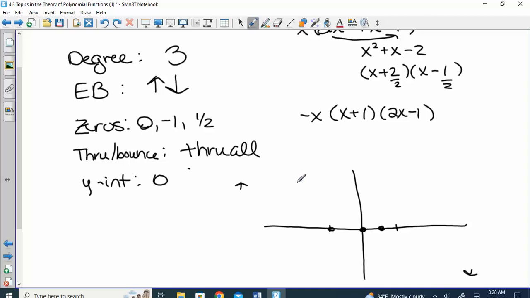Isn't it down? No, because it's odd degree. So it'll come down, hit the first, and we said it's going to go through. Come back and hit the next one, goes through. So something like this.